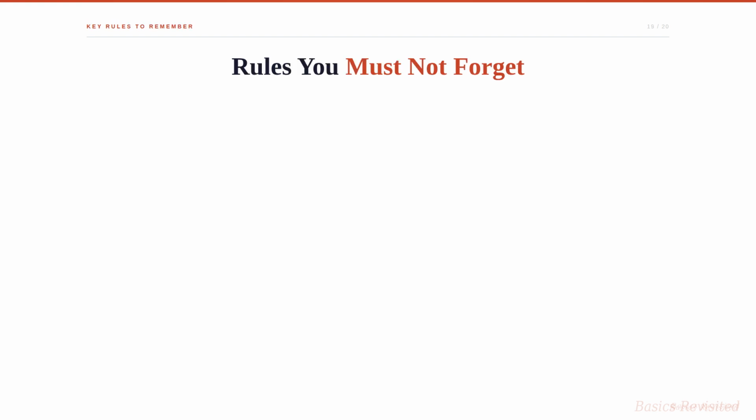Four key rules that you must never forget. Rule 1. Sum of roots equals negative b over a. Write negative b. Never write positive b. This is the most common error.